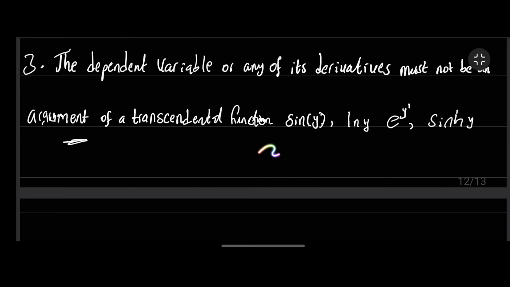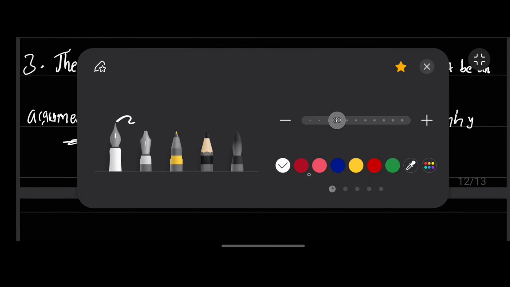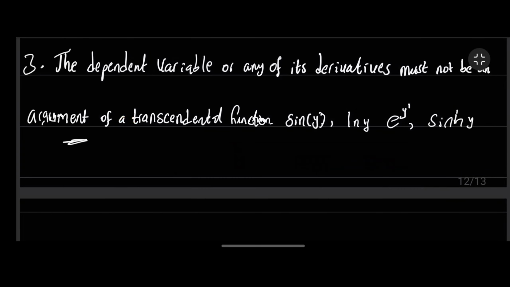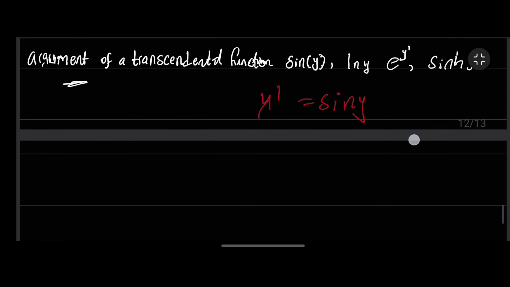So in this case, something like y prime is equal to sine of y is not a linear differential equation. And the reason is simple: we have a transcendental function being a function of the dependent variable. So this is disqualified, sine y, disqualified. And there are other examples you could look for.